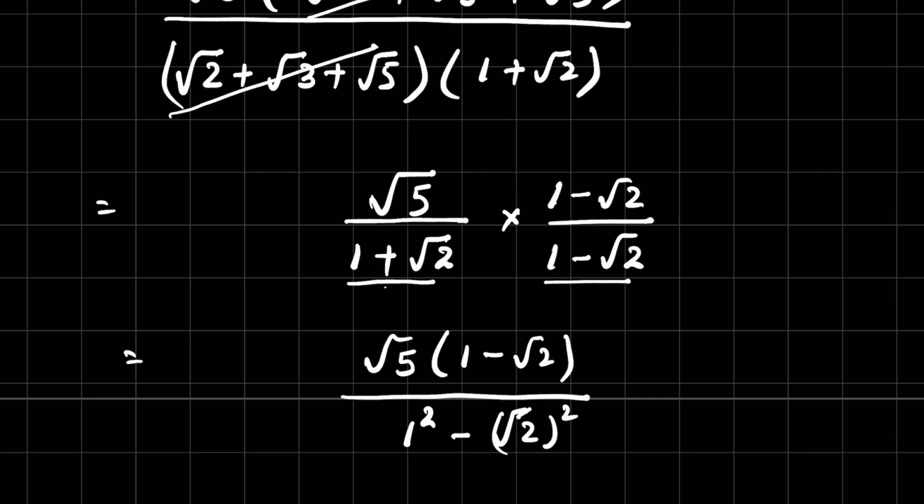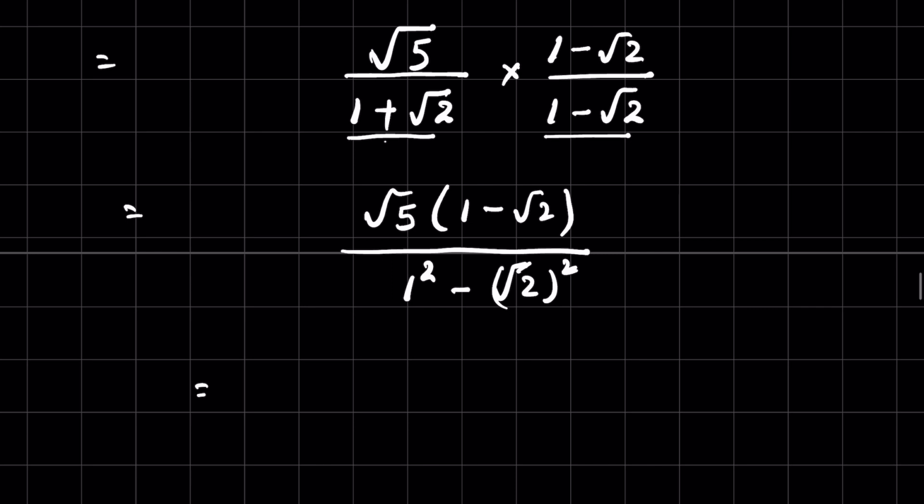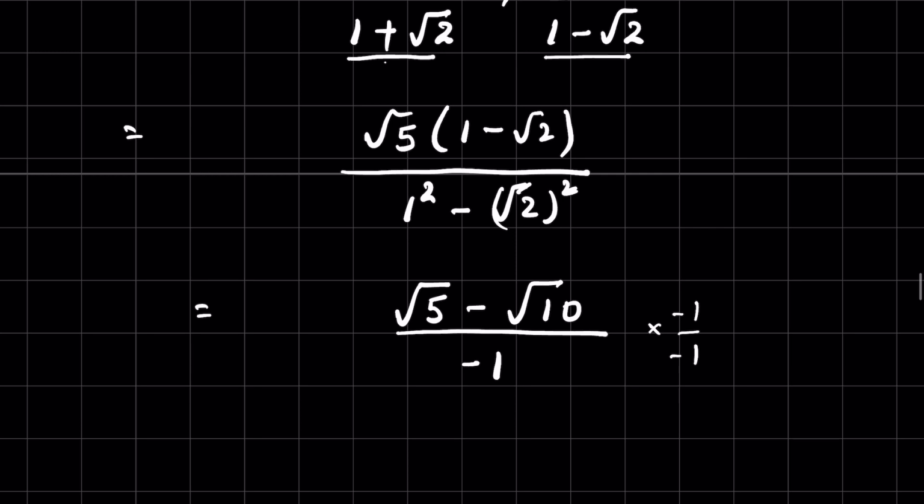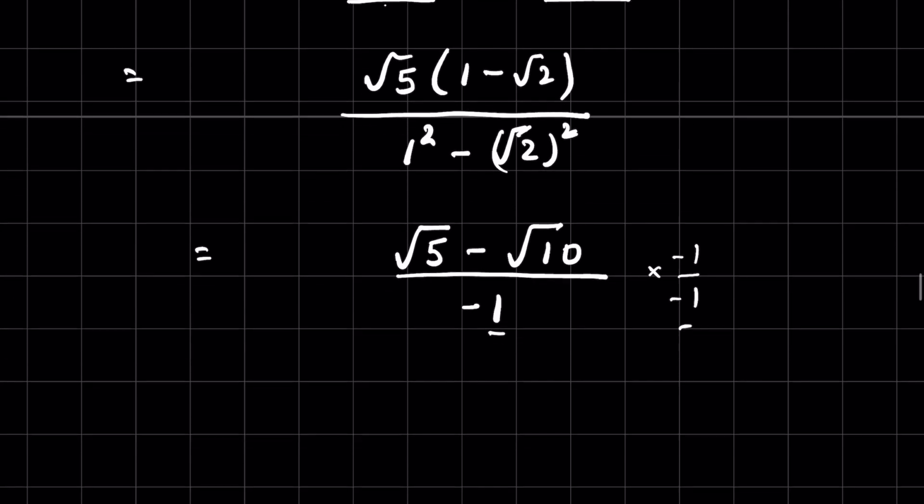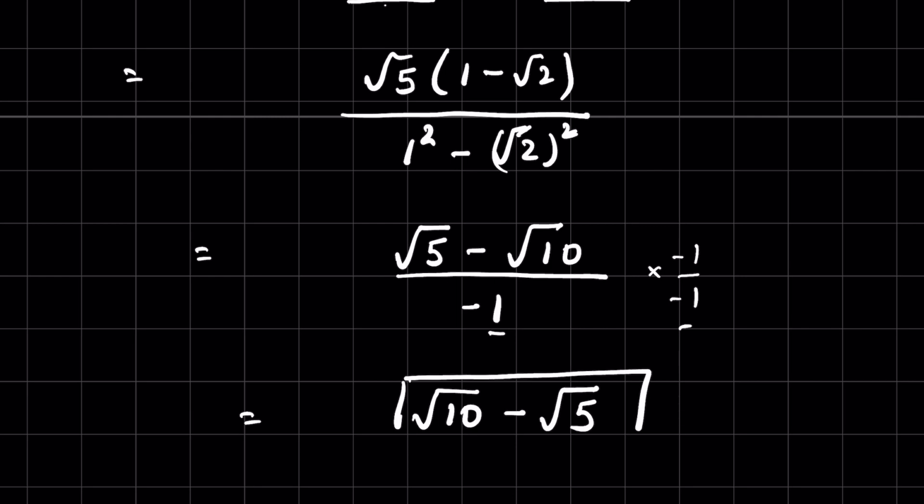We can cancel this square root with this square, so this is square root of 5 minus square root of 10 upon minus 1. If you multiply and divide by minus 1, this becomes minus minus plus, and the numerator becomes plus square root of 10, so we can write square root of 10 minus square root of 5. So this is our answer.